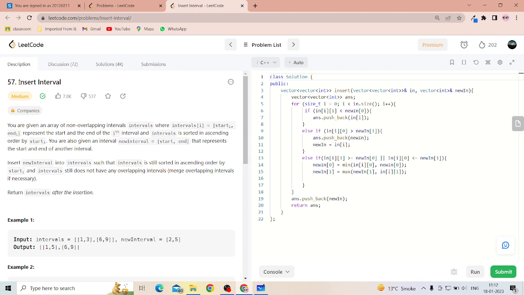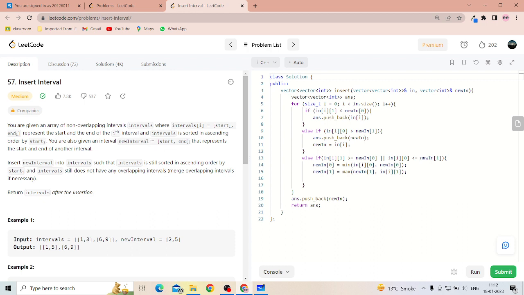Today we will solve the problem named Insert Interval. The question is, you are given an array of non-overlapping intervals where intervals[i] = [start_i, end_i] represents the start and end of the ith interval, and intervals is sorted in ascending order by start_i. You are also given an interval, newInterval.